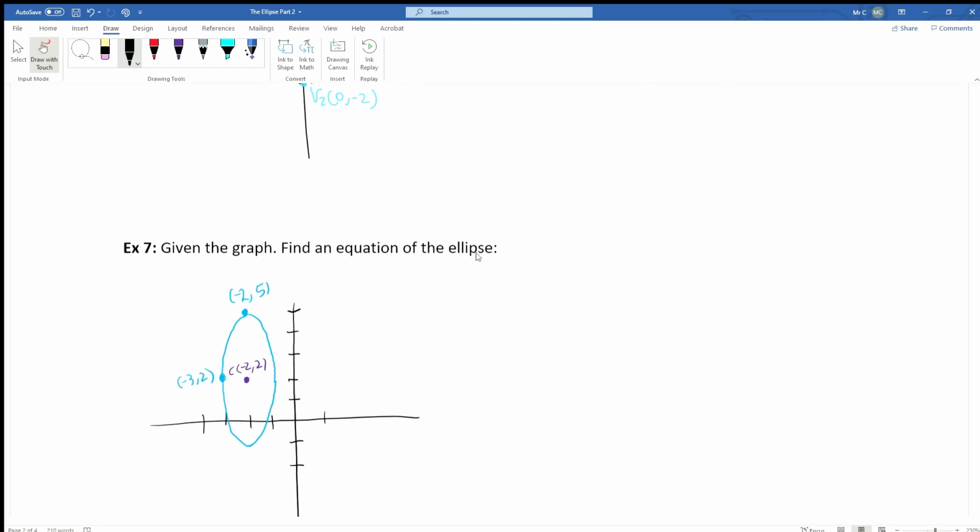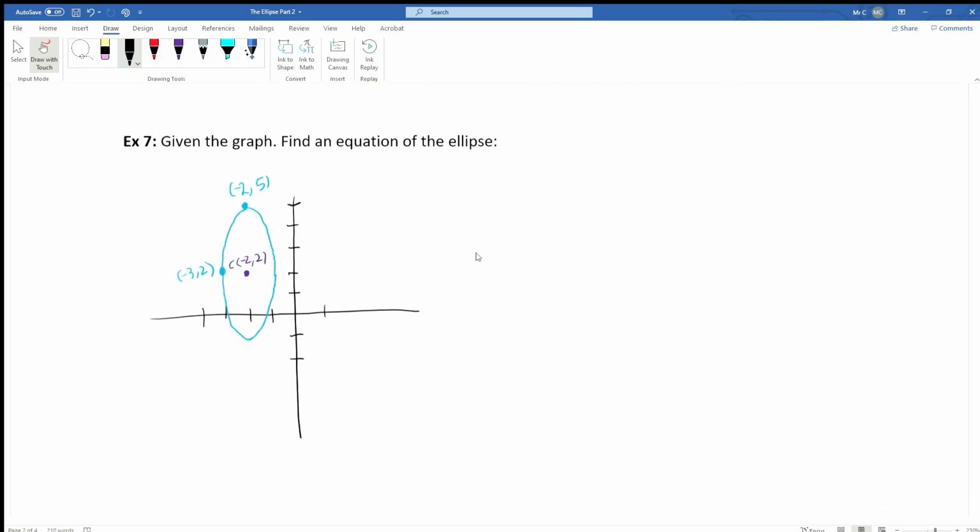All right, now, given this graph, find an equation of the ellipse. Okay, so our graph is centered at (-2, 2). And if we look at the distance vertically, that's a longer distance than the distance horizontally here. That tells us this is a vertical ellipse.